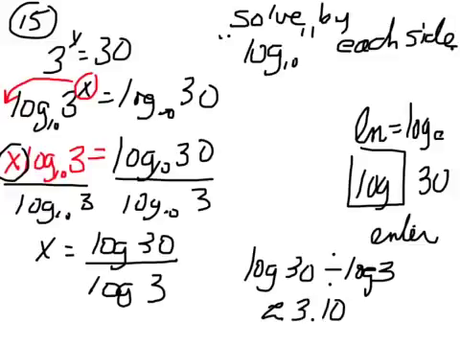Okay, it says give it to 3 significant digits. That means you'd want to have 3 values there. So even if you said, oh, it rounds up to 3.1, you would write 3.10. So that's what you're doing on these.